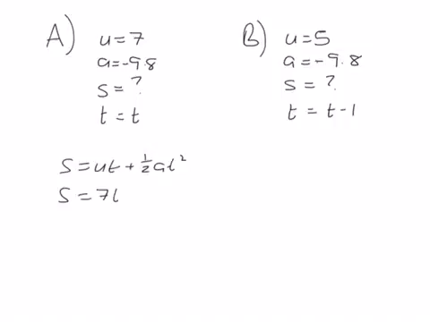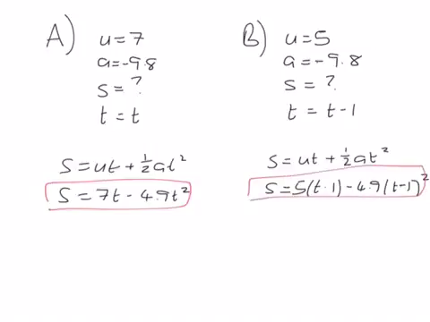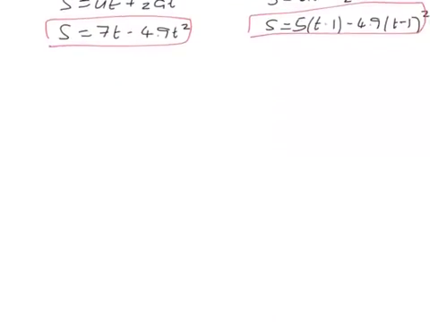So we're going to have 7t minus 4.9t squared. And then over here, again using s equals ut plus a half at squared, we're going to have 5 times (t minus 1) minus 4.9 times (t minus 1) squared. So obviously this is slightly more complicated, but we can look at setting these two equal to each other and working out what the value of t is. That value of t will tell us the time when the displacements are equal, and therefore the time when they collide.